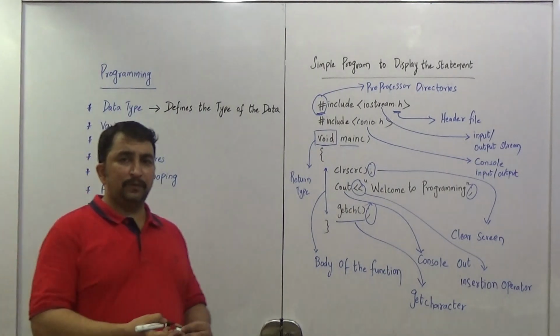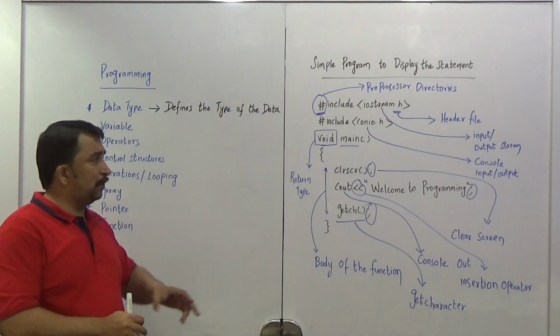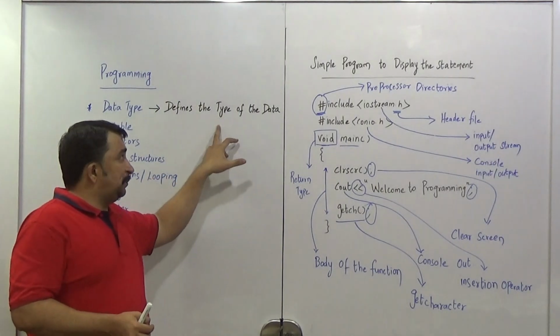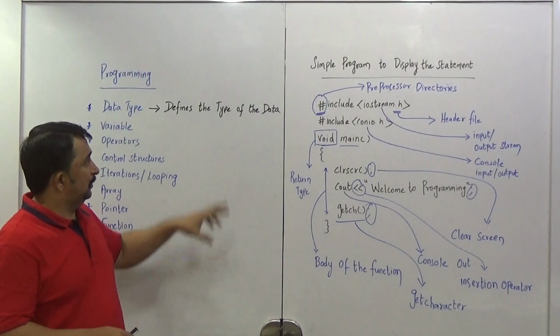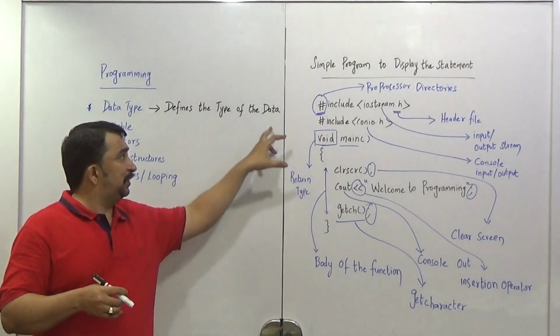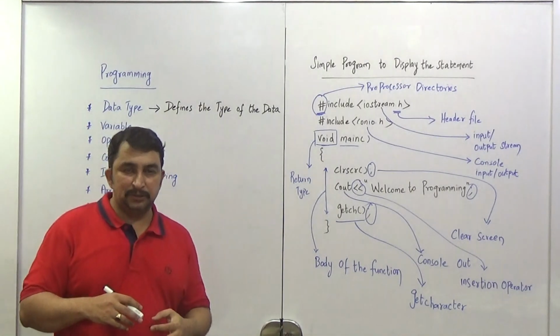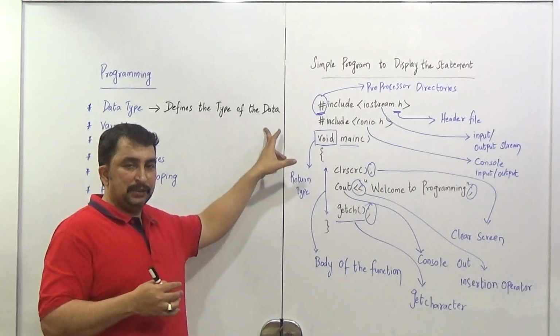It defines the type of the data. In the name itself, it is very clear. So what is type and what is data? That is very important. Type is nothing but the format, and data is nothing but the value. The value is in which format.